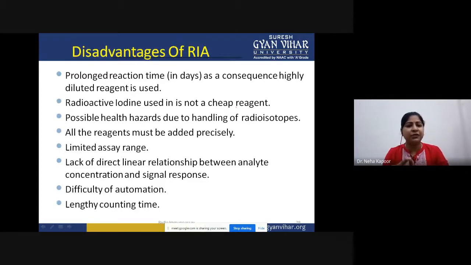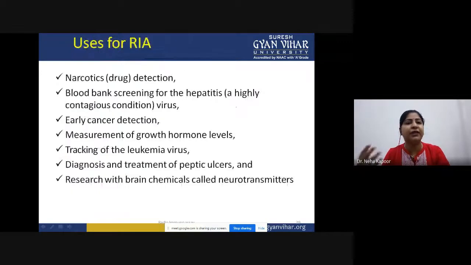There are a few disadvantages. Prolonged reaction time, and as a consequence, highly diluted reagent is used, because the reaction time is very long. The radioactive iodine reagent that we use is not very cheap. We need to use a specific time span to produce it. Sometimes possible health hazards can occur because we are using radioisotopes. There are some reagents that we need to add in a very precise manner. There is a limited assay range. There is a lack of direct relationship between analyte concentration and signal response, for example, if you're going for a standard curve. There is difficulty of automation also, and counting time is very lengthy. That means radioactivity measurement is a very tedious task.